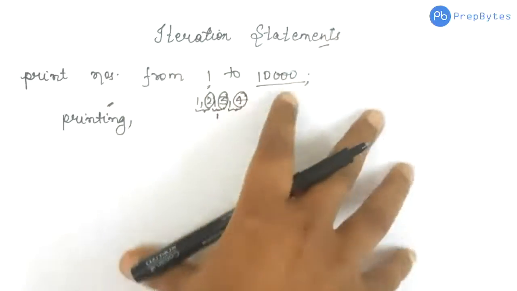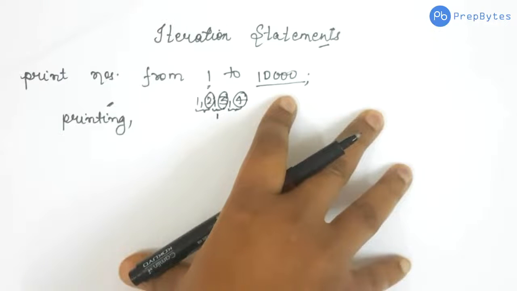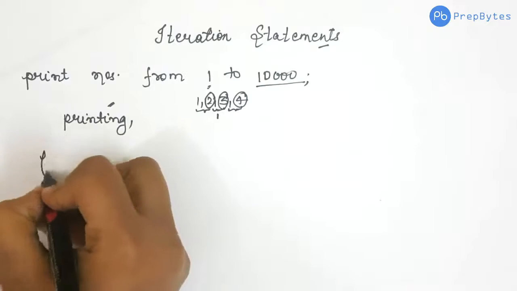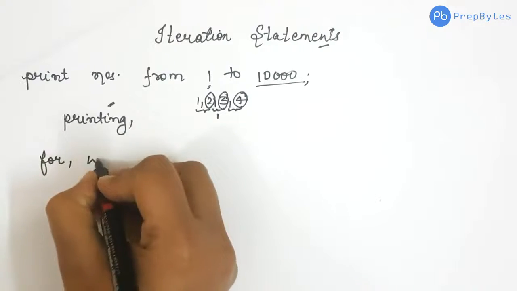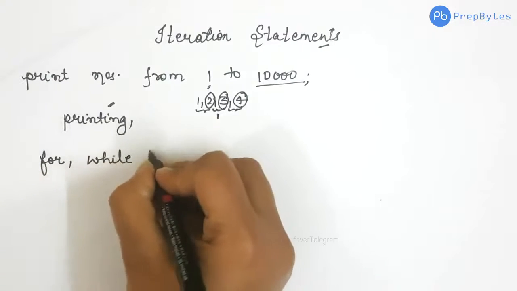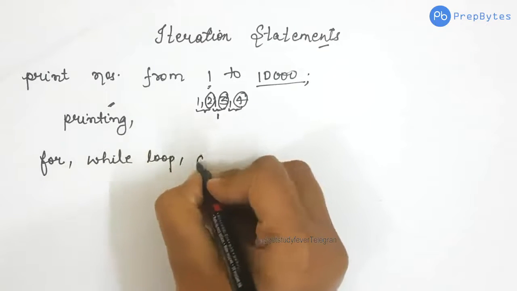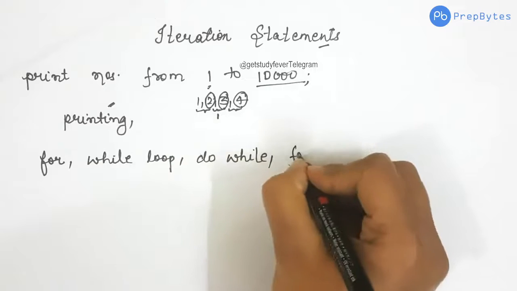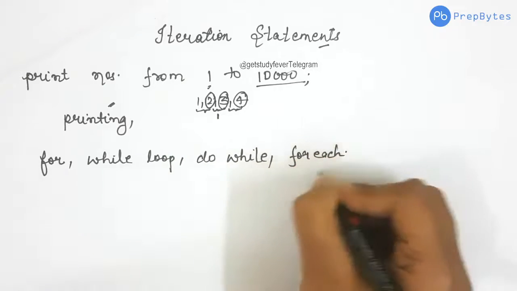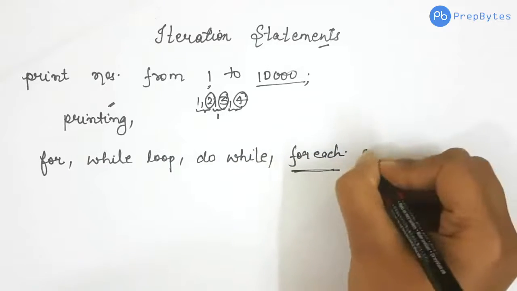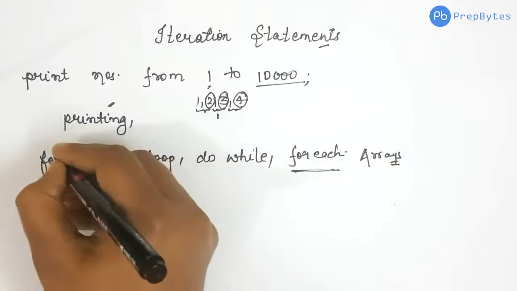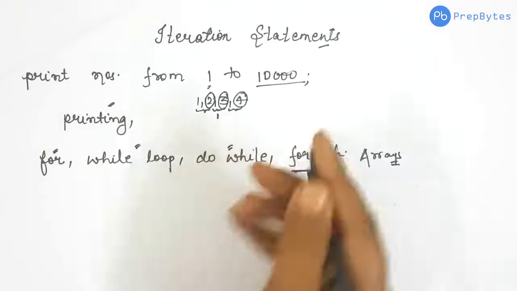In Java, iteration is generally achieved using loops. We have the for loop, we have the while loop, we have the do while loop, and we have for each. We will discuss for each when we talk about arrays, in the next session. In this particular session, I'll talk about the for loop, while loop, and do while loop.